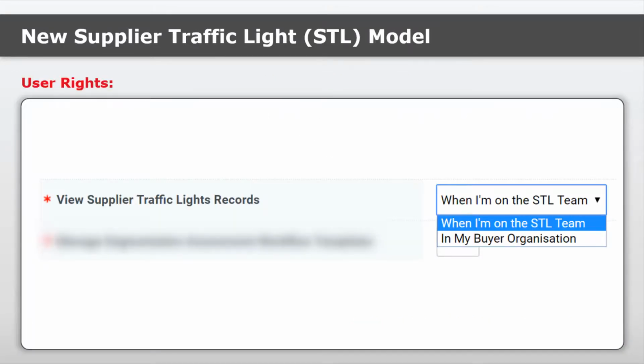With this new feature, a new user right will be required, called View Supplier Traffic Lights Records. This user right will need to be turned on within user management. 2 options will be available: View Supplier Traffic Lights Records when the user is on the STL team, or View Supplier Traffic Lights Records for the entire buyer organization that the user is part of.